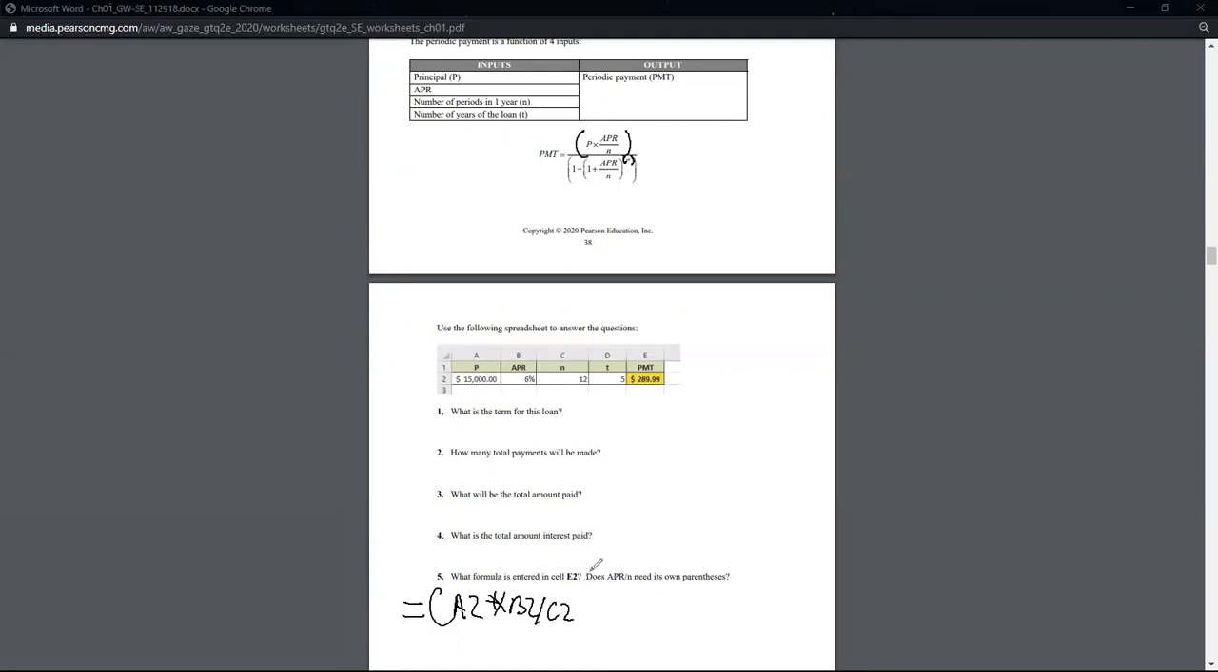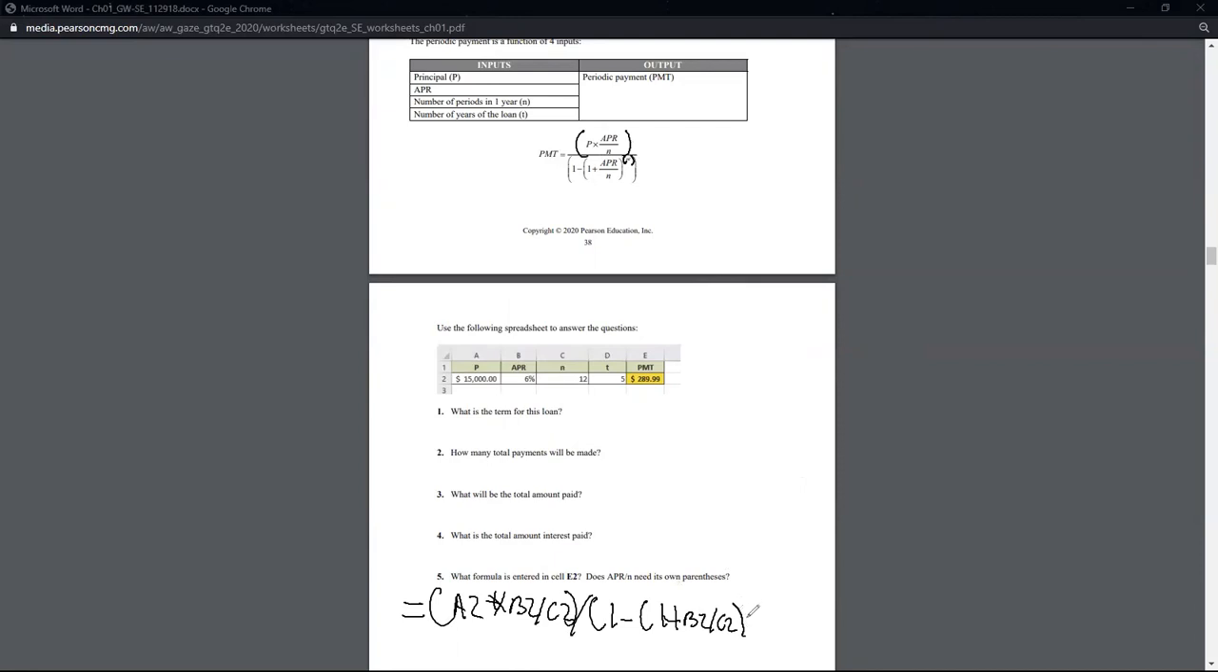And then we will close that parentheses, because that's the whole top of the fraction, slash for the fraction or the division, open a parentheses, 1 minus, open a parentheses, 1 plus. That's literally just this stuff right here. APR over N, cell references again, that's the B2 over C2. Then we'll close that because that's all of the denominator, except for the exponent part.